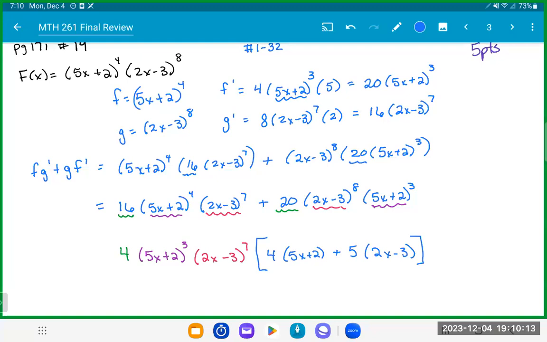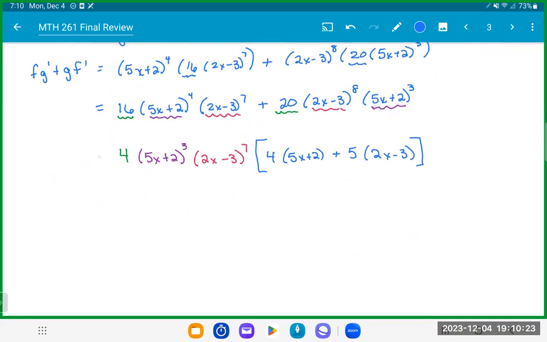Okay. So the last thing we need to really do is clean this piece up right here. And so that's going to give me a value of 4 times 5x plus 2 cubed times 2x minus 3 to the 7th times, when we multiply this and add it to this, we end up with 30x minus 7.